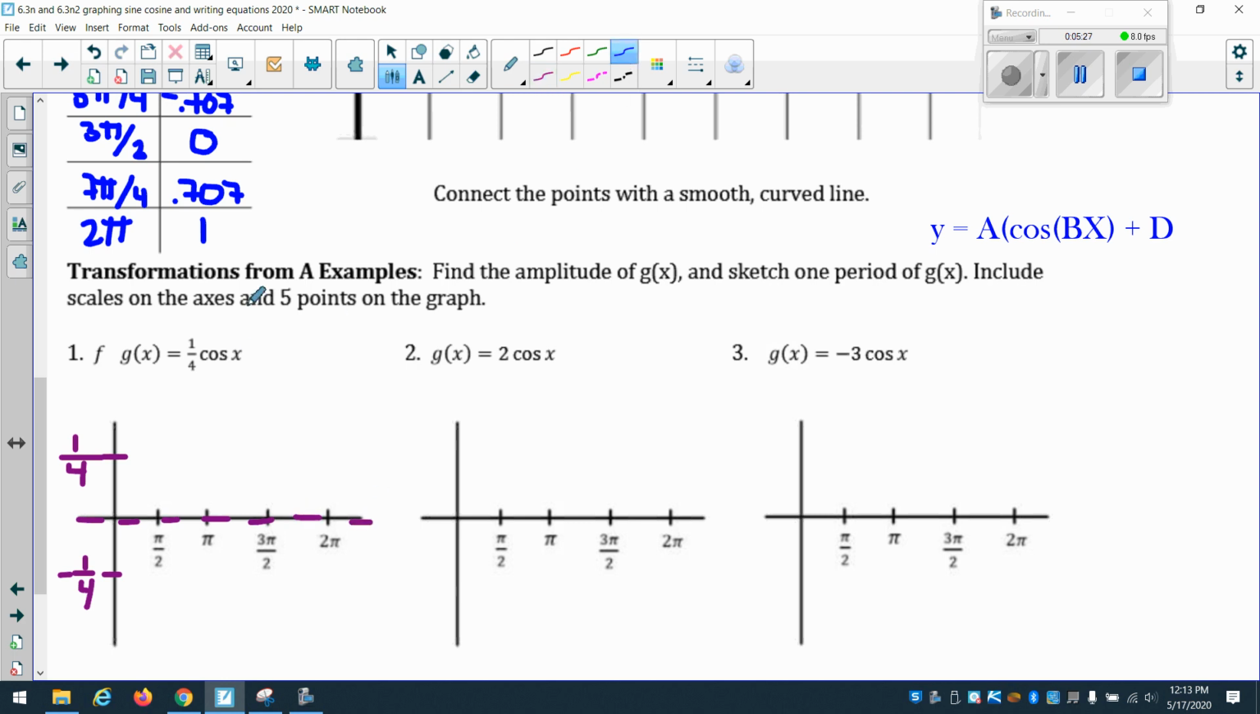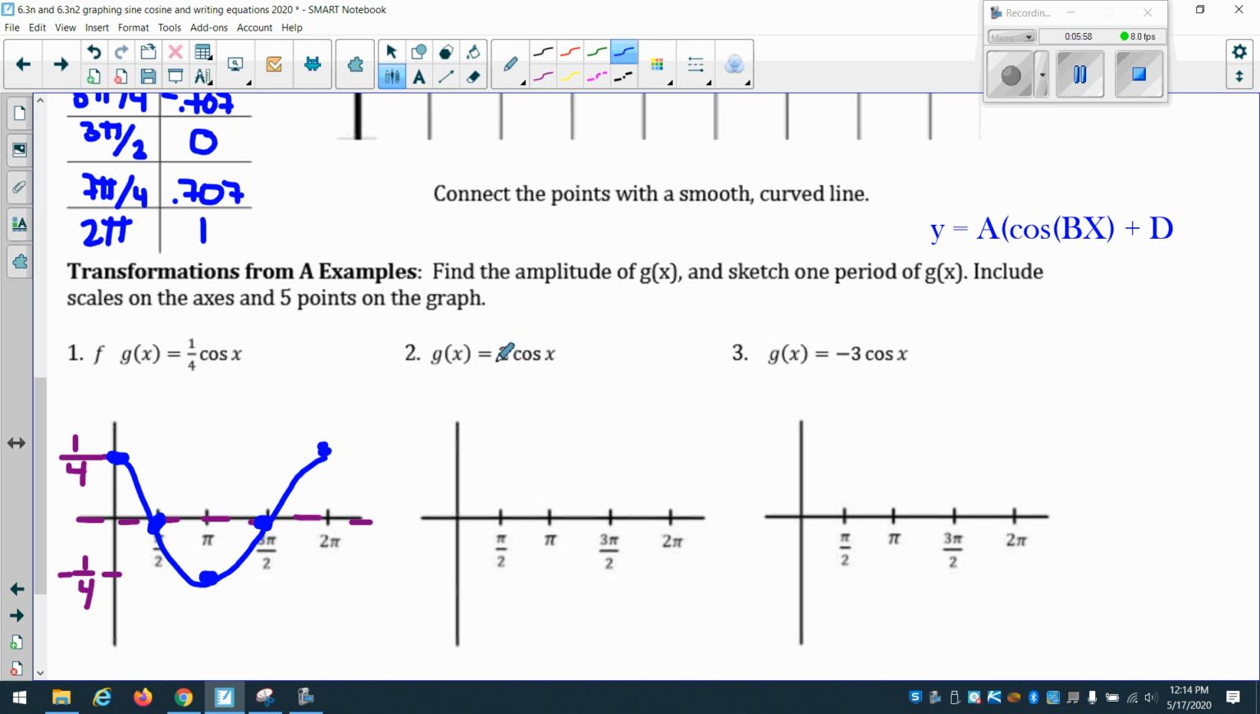So if I was to graph it, the cosine graph always starts at the maximum, which is 1/4, unless it's a reflection. Pi over 2, we're at the midline. Pi, we're at the minimum. We're back at the midline. Then we finish off at the maximum for one full rotation. And then you connect. Okay, so that's what your cosine graph should look like.